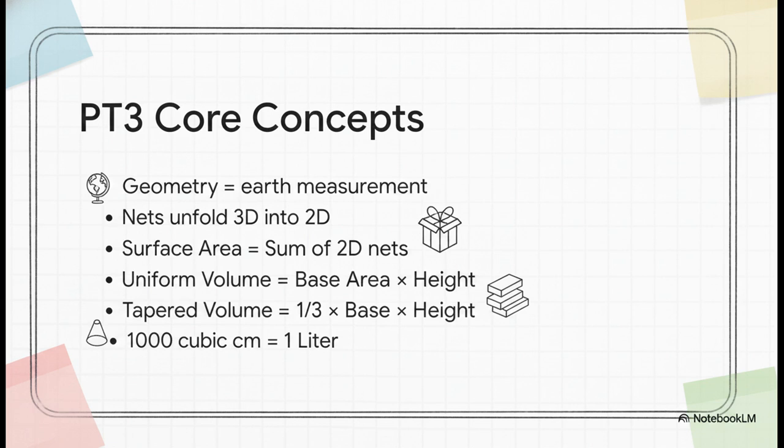To find the surface area, you're just finding the area of that flat 2D net, like wrapping paper. For volume, or the inside filling, uniform shapes are always just base area multiplied by height. But if it tapers to a point like a cone or a pyramid, remember the 6 pyramids inside the cube rule, you absolutely must multiply by 1/3. And finally, for those tricky word problems, always remember that 1,000 cubic centimeters make up exactly 1 liter. Because you now actually know the logic and the why behind all these formulas, you won't have to stress about rote memorization on exam day. You can just logically build the answers yourself.